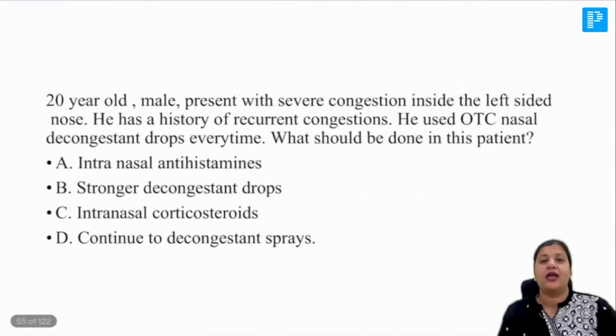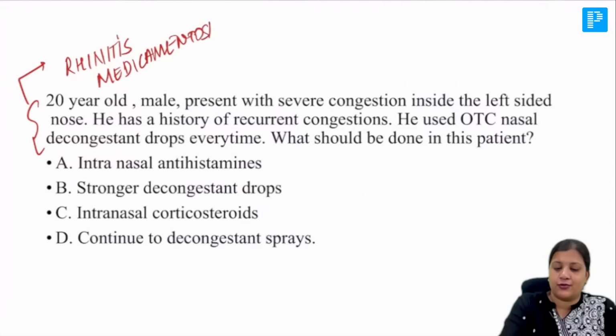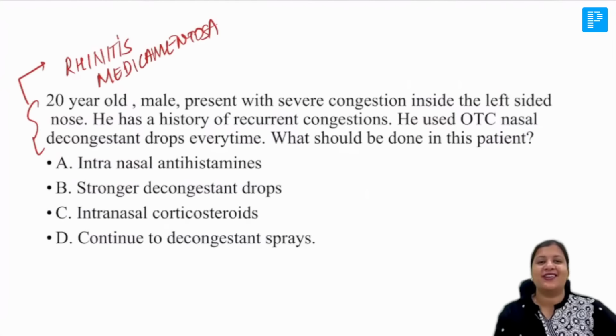Okay. A 20-year-old male with severe congestion inside the left side of the nose has a history of recurrent congestion and abuse of over-the-counter nasal decongestants. What are we talking about? This history is talking to you about which condition? Rhinitis medicamentosa. Very, very good. In rhinitis medicamentosa, what should be done? Should you give intranasal antihistamine, stronger decongestant drops, intranasal corticosteroids, or continue the decongestant spray? What should you do?